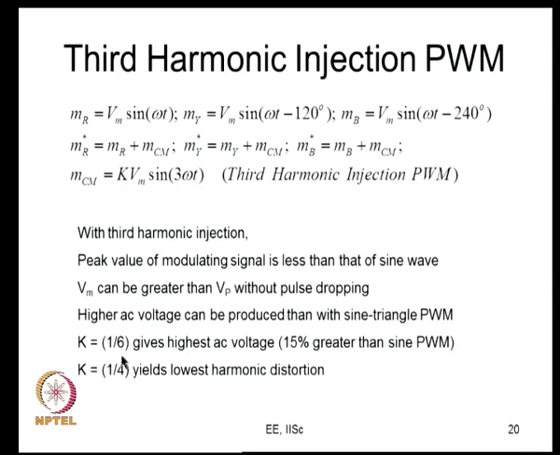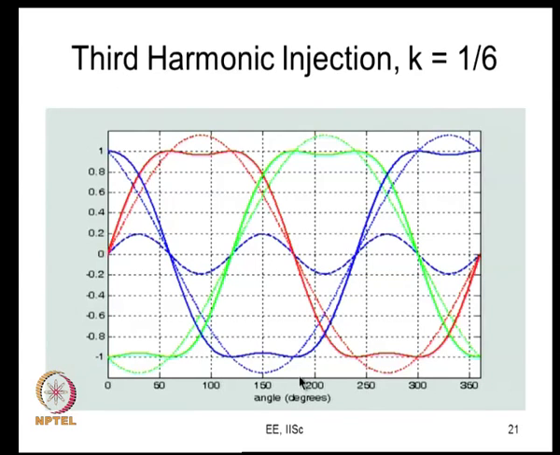So, k equals 1 by 6. If you take this k to be 1 by 6, that is the amplitude of the third harmonic is 1/6 that of the fundamental, you get the highest possible AC voltage, which is 15% greater than sine triangle, and k equals 1 by 4 yields the lowest harmonic distortion. So, this is the 1 by 6 which has been illustrated here. Actually, it is about 2 by root 3 times V peak, and with the common mode added, you can see that your modified common mode MR star just touches 1, it does not go beyond 1.